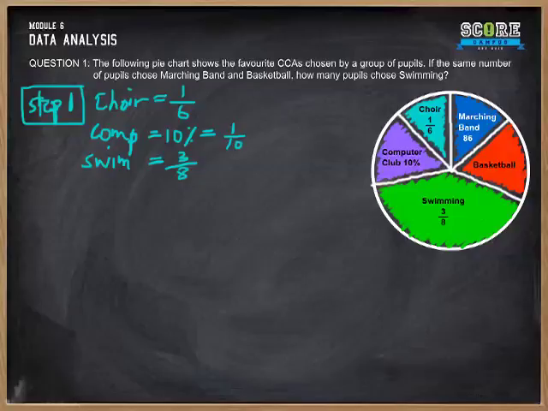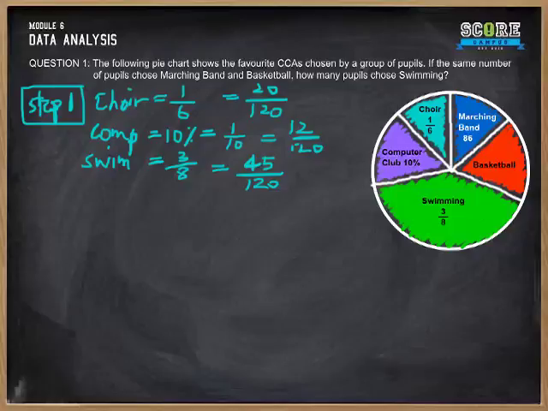Now, you've got to add all these figures up, right? And then you realize that the common denominator is 120. So why don't you do yourself a favor and convert everything to a common denominator of 120. So when you convert 1/6 with a common denominator of 120, you get 20/120. Do the same for the rest. You get 20/120 there. You get 12/120 there. And for swimming, you get 45/120. Basically, the common denominator is 120, and then you convert accordingly.